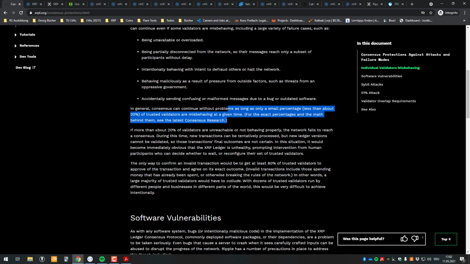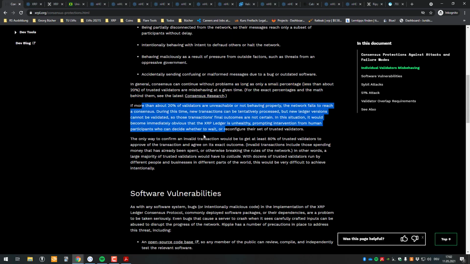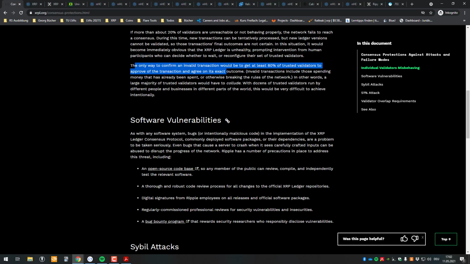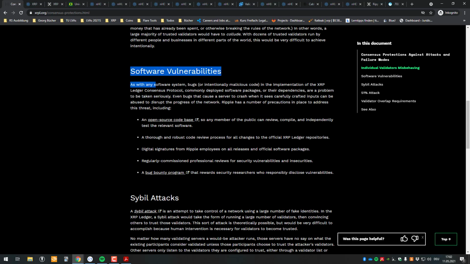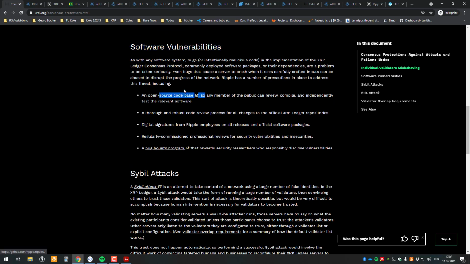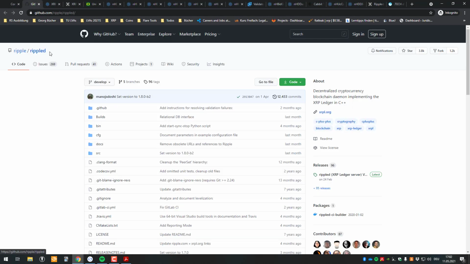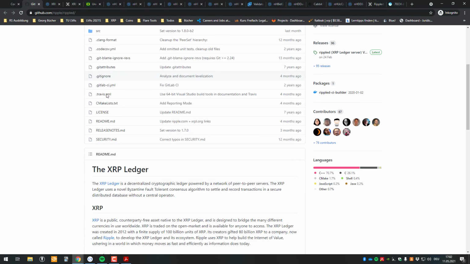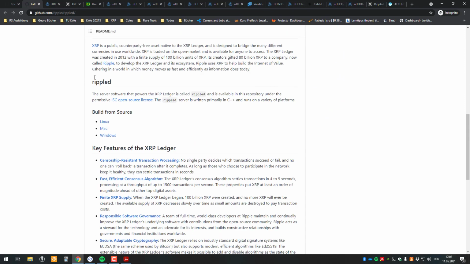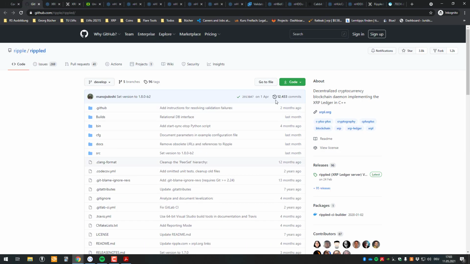Then what else is there? We've got here, for example, software vulnerabilities. Okay, like I said, the code is open source, so it's on Rippled. It's actually pronounced Ripple D, so D-E-E. So that's what I read in the documentation there. So everybody can look into it. They have also a good quality assurance system. You can look into it a little bit closer. You can also see the releases, obviously.